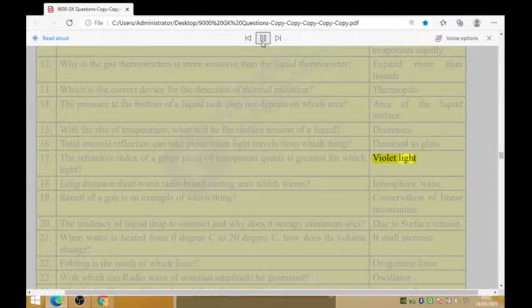18. Long distance shortwave radio broadcasting uses which wave?